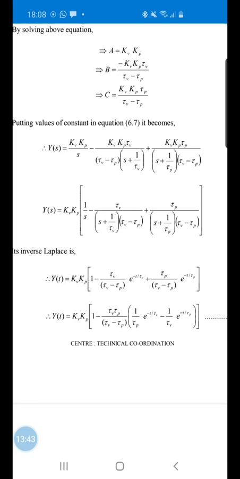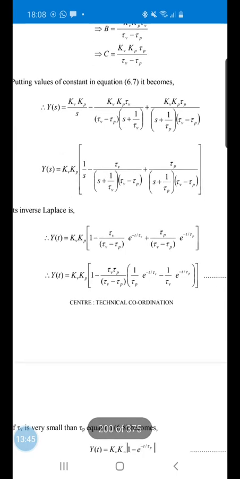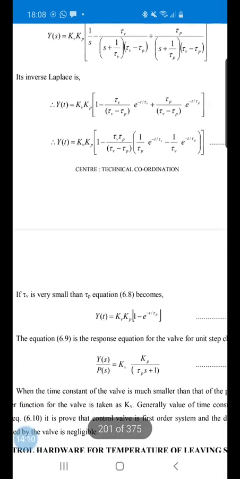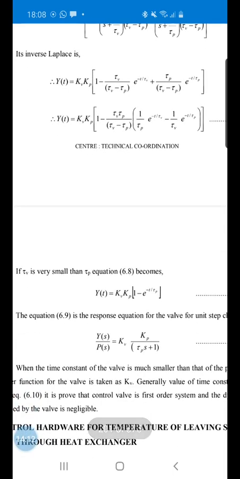Now you can take the inverse Laplace of the above equation as y of s becomes y of t. kv kp remains the same, 1 by s becomes 1, tau v upon tau v minus tau p remains the same, 1 upon s plus 1 by tau v becomes e raised to minus t by tau v, and 1 upon s plus 1 by tau p becomes e raised to minus t by tau p. So this will be the equation for y of t in terms of the pneumatic control valve.